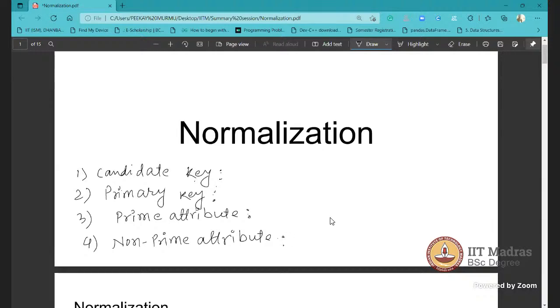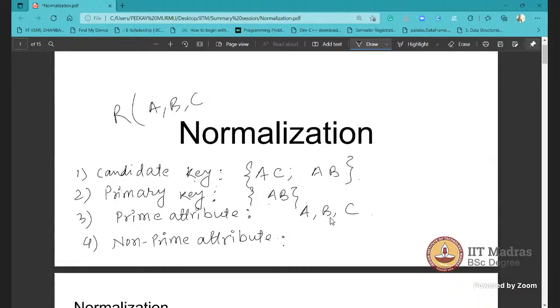If A, C and A, B are the candidate keys, then A is a prime attribute. It means AB is the primary key. Okay, this and this also may be possible. And what is the prime attribute? A, B, C. And suppose there is a relation, all other attributes are non-prime.